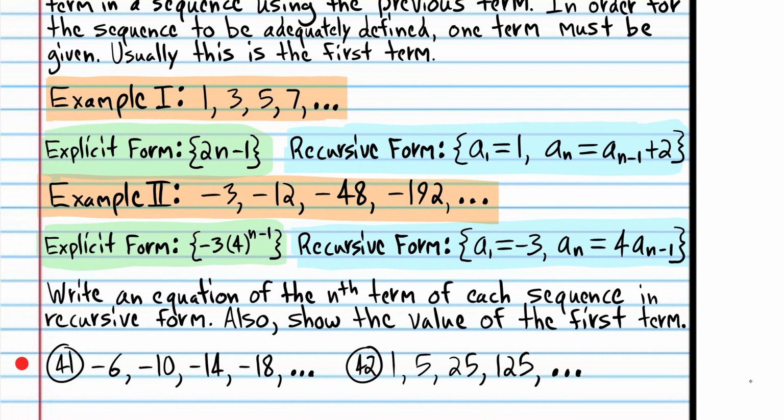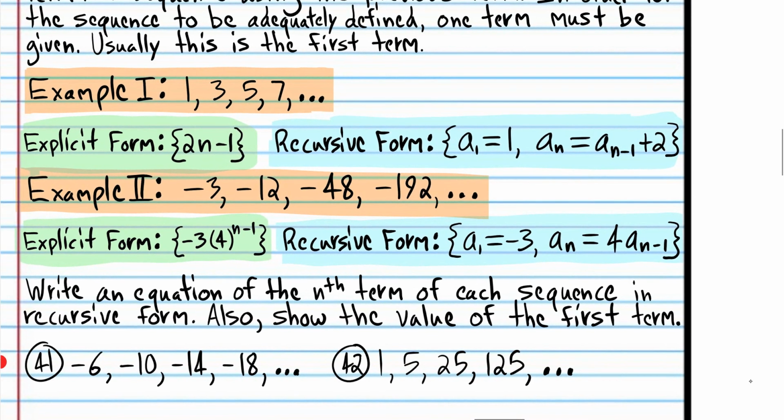Here's another example of a geometric sequence. And this is explicit form, which we wrote in previous problems. Recursive form tells us if you want to find a term in the sequence, you take the previous term and you multiply by 4. Because we're multiplying by 4, that's the common ratio in this particular sequence.